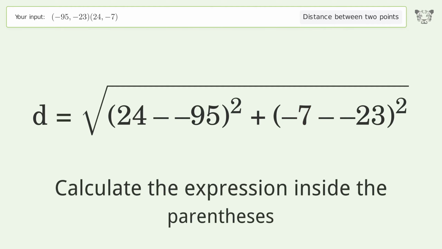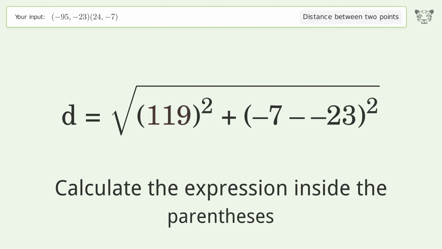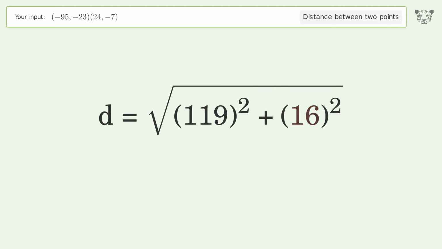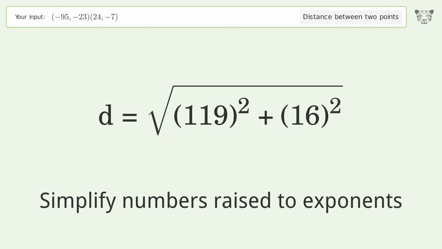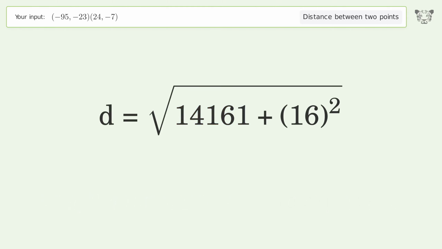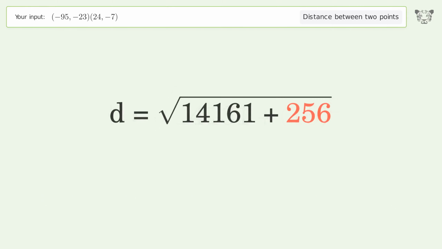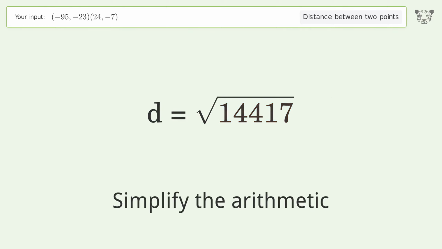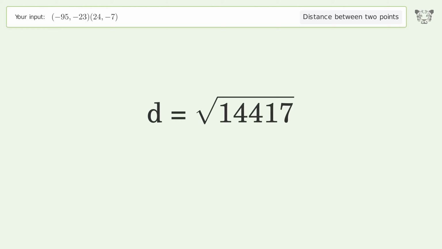Calculate the expression inside the parentheses. Simplify numbers raised to exponents. Simplify the arithmetic. And so the distance between the 2 points is the square root of 14,417, or 120.071.